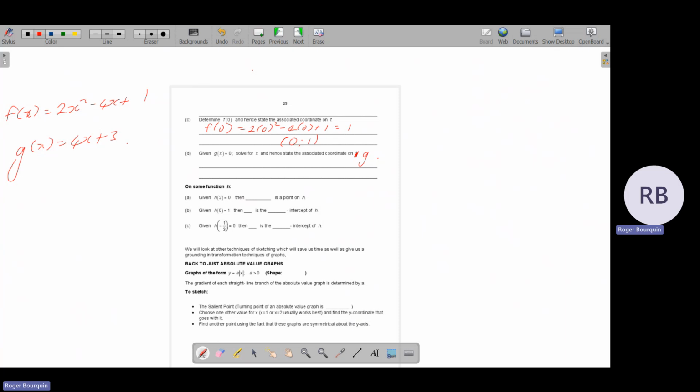Okay, this is your y-intercept, right? Because when x is equal to 0, the y-coordinate is 1. So 0, 1 is your y-intercept. So in general, when you're working on f of 0, you're finding the y-intercept on whatever f happens to be. Okay?